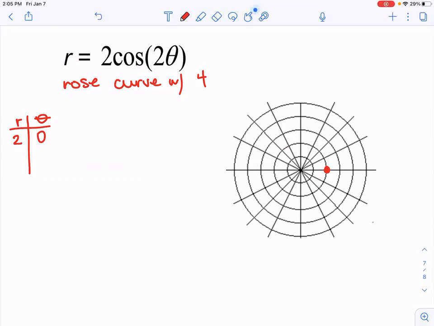We know that we have 4 petals. How far apart will our petals be? It is 2 pi divided by 4. Okay, now watch me draw this, and please count the number of times we go through the pole. Ready? 1, 2, 3. Do I need to draw it again?